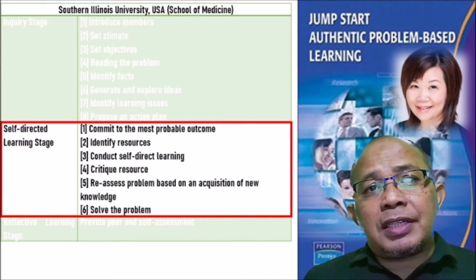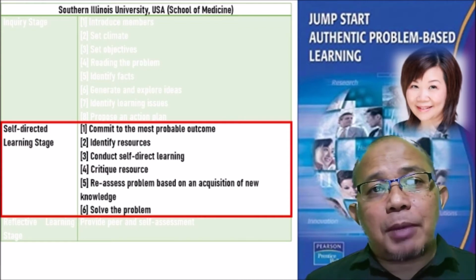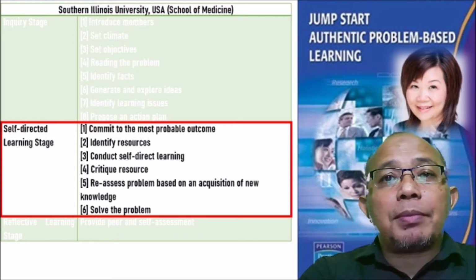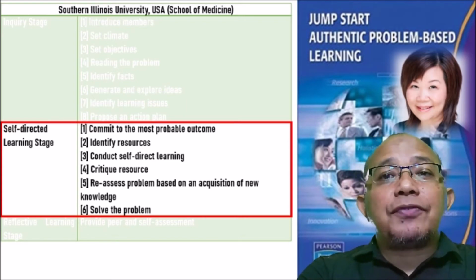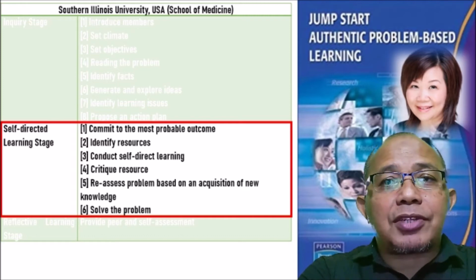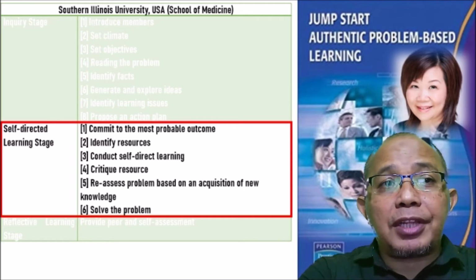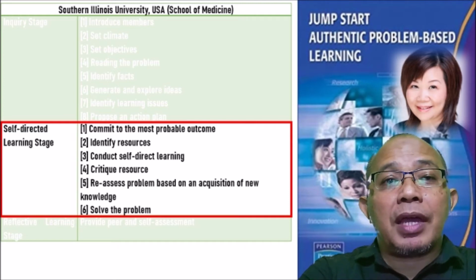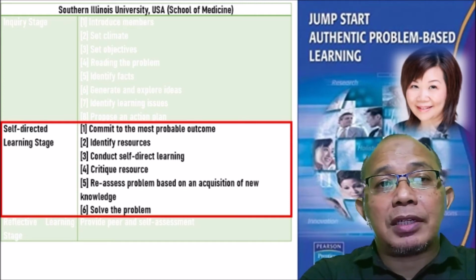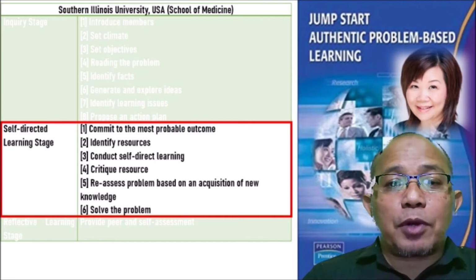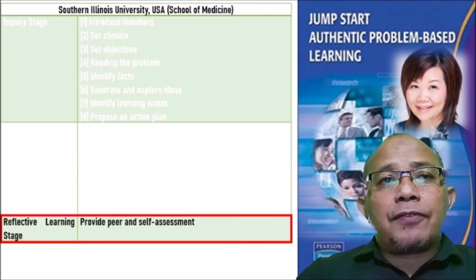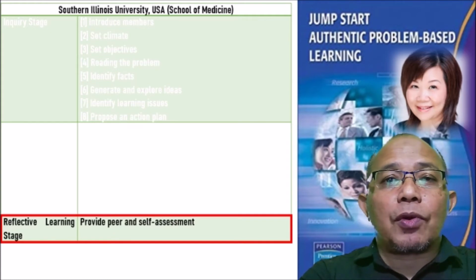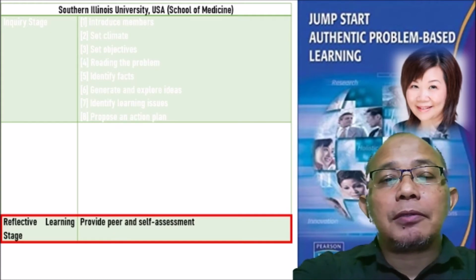In the self-directed learning stage, there are 6 steps involved. One is commit to the most probable outcome. 2, identify resources. 3, conduct self-directed learning. 4, critique resource. 5, reassess problem based on an acquisition of new knowledge. And finally, 6, solve the problem. In the reflective learning stage, students were provided with the opportunity to conduct peer and self-assessment.